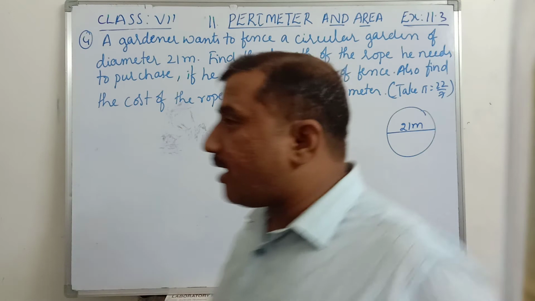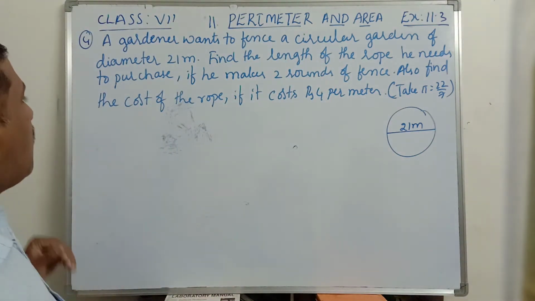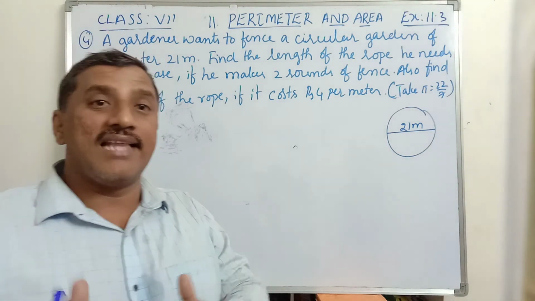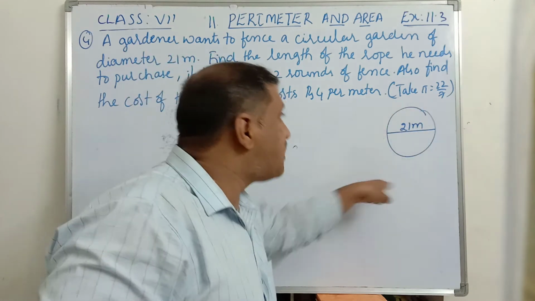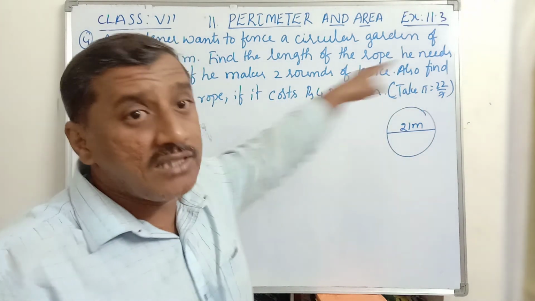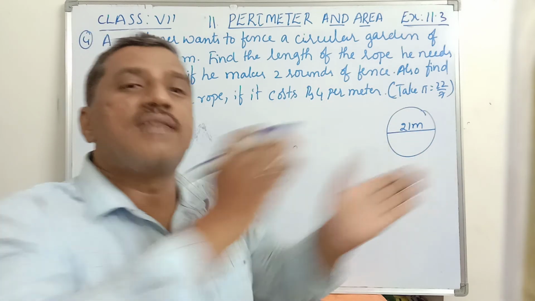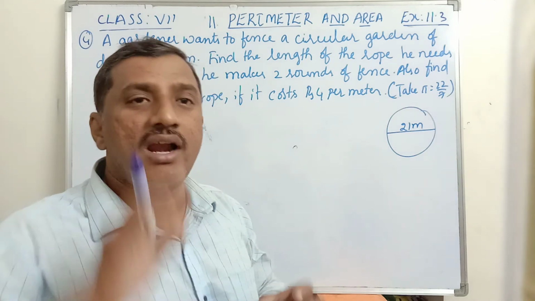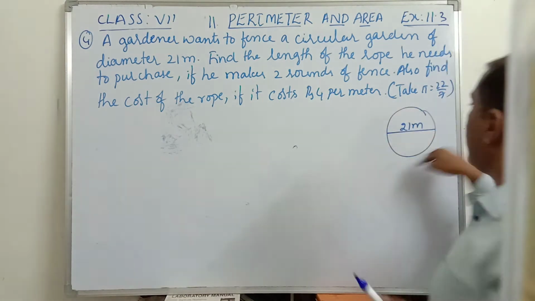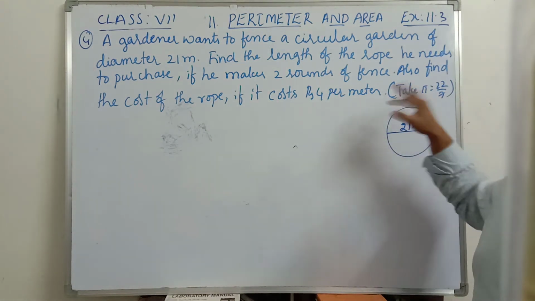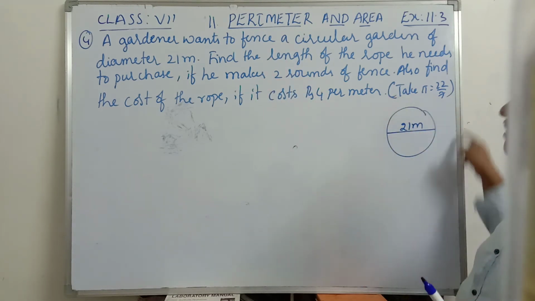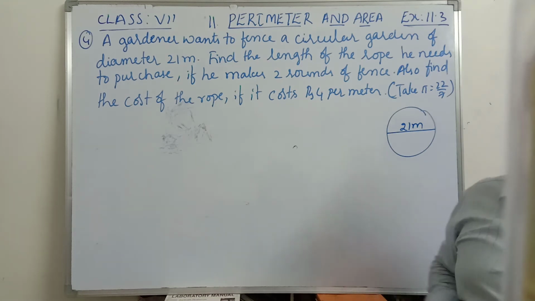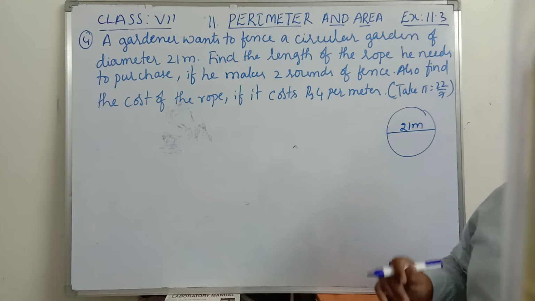So 4 rupees is the cost for 1 meter of the fencing. How much is the cost of the rope? To find the cost of the rope, first we should find its length. Its length in the sense the circumference of the circular garden. The fence is done 2 times, 2 rounds. So first find the circumference of the circular garden, then multiply that with 2, and we will get the total length of the rope for 2 rounds. Then that is multiplied with rupees 4, so that we will get the cost of the rope. Is it clear, children, how to do it? Yes. Now we will continue.